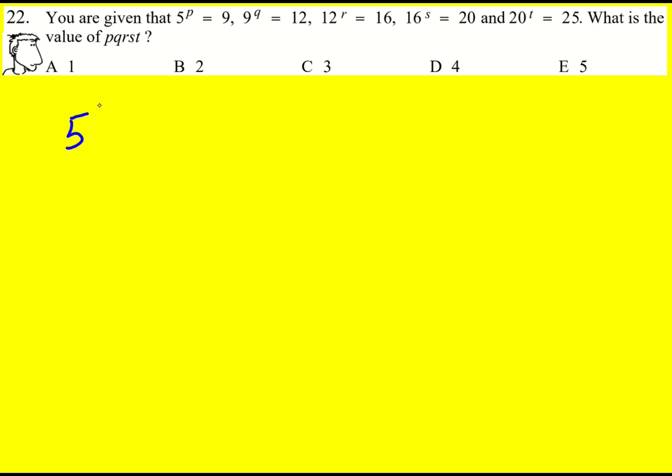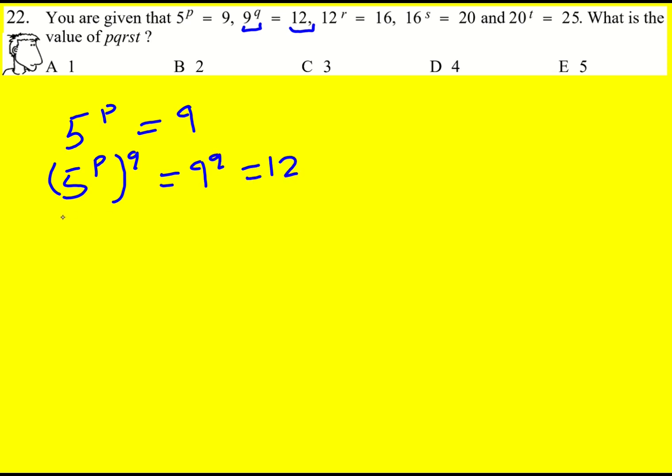We're given that 5 to the p is equal to 9, and then we're told that 9 to the q is equal to 12. So if I take 5 to the p and raise it to the power of q, then I will get 9 to the q and it'll equal 12. And that means that 5 to the pq is equal to 12, and we've set up a route to get to the answer, because what I want to get is 5 to the pqrst.